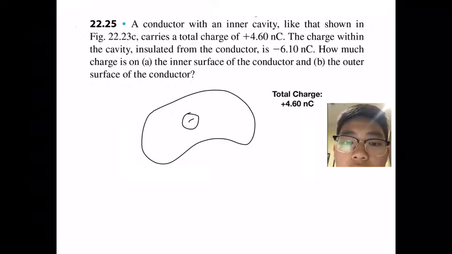For our total charge, we have again 4.6 nanocoulombs. And for the charge inside, we have negative 6.10 nanocoulombs. This question is relatively easy if we remember that the field inside the conductor material must be equal to 0. So to have a negative charge on the inside, it must be negated by an equal positive charge. So the charge overall on the inside is equal to 0.